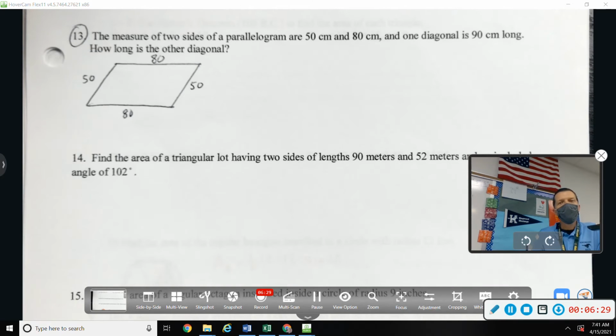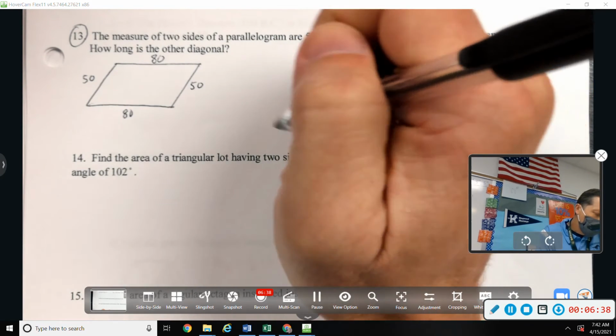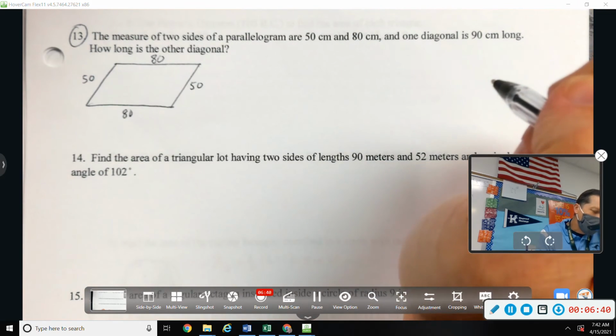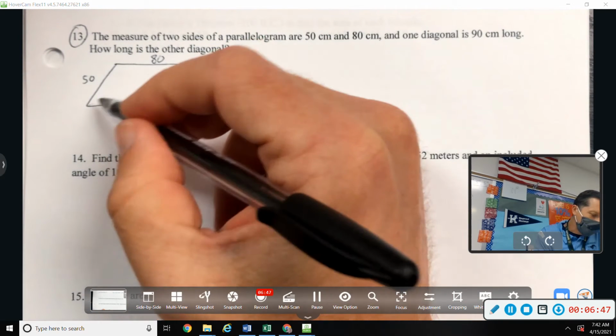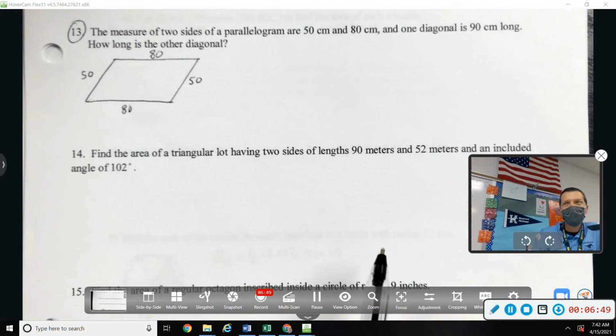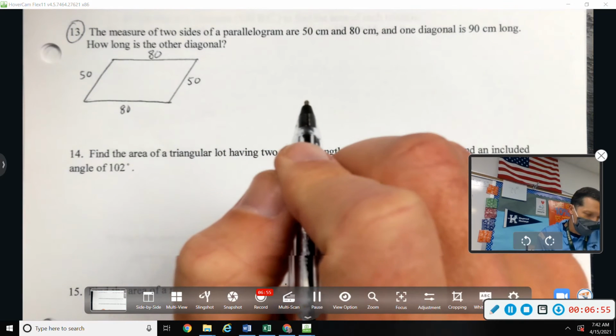One diagonal is 90. How long is the other diagonal? Well, what seems like a trick is I don't know which diagonal is 90. Is it the short diagonal or the long diagonal? I don't know the answer to that. So I'm just going to guess, and we'll figure out in a minute if we guessed right or not.